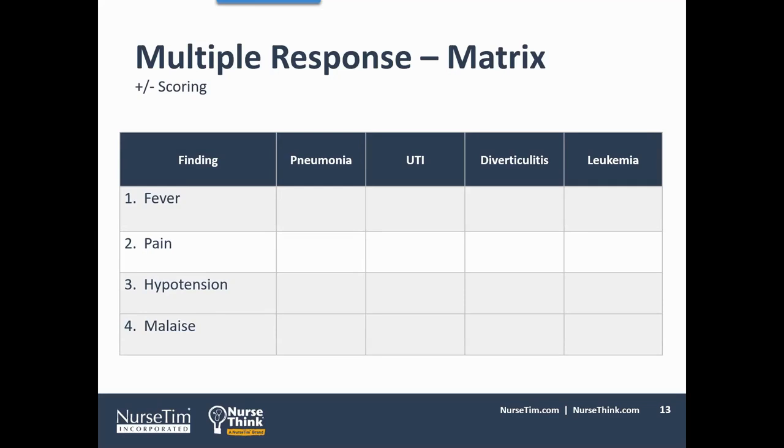Then they would go to pain. Is pain a consistent finding in each of those 4 conditions? They would select or not select each of the options. And on it goes down the line.